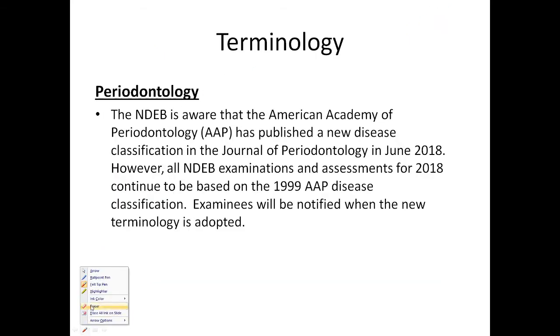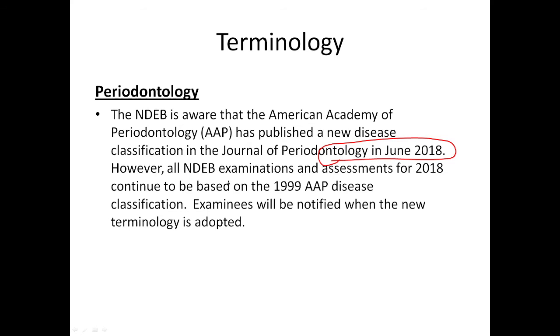Now, when it comes to periodontology in the exam, the NDEB is aware that the American Academy of Periodontology has published a new disease classification. There is a new disease classification that was published in 2018 where they actually took out aggressive, right? There's no term for aggressive. We call it now a molar incisor pattern, which is pretty reasonable and logical.